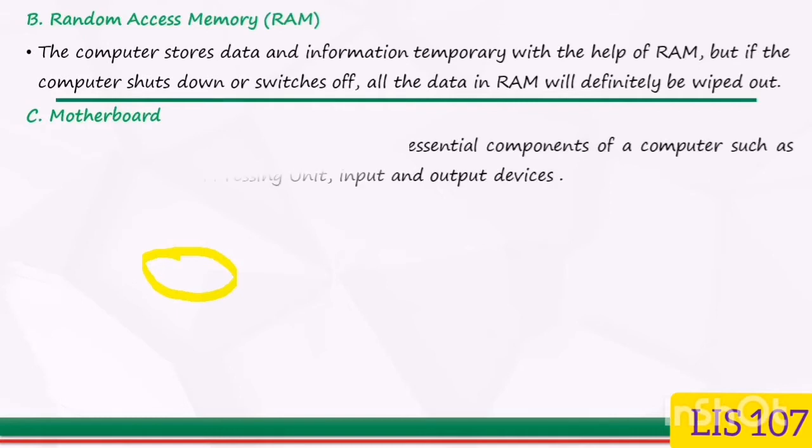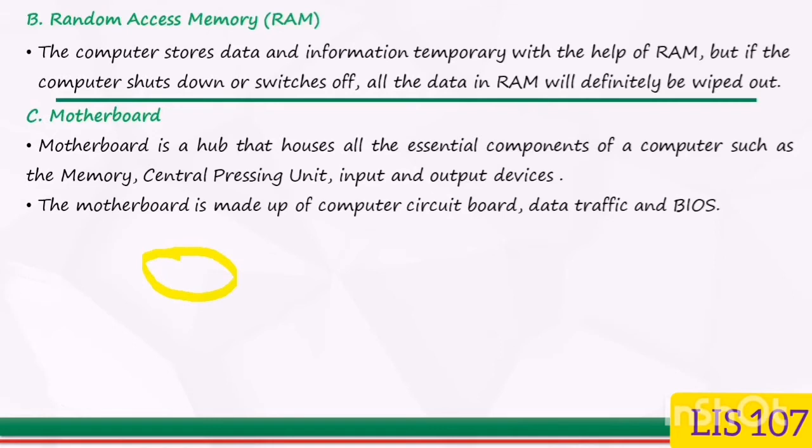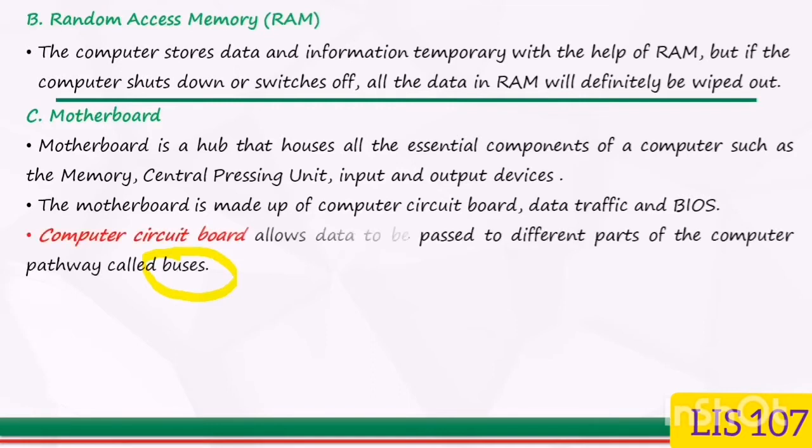Now, the motherboard. If you've seen the motherboard, it is a flat board. I'm sorry, I would have put the image. It's a flat board that has different circuits. This circuit consists of things that make the computer work. For example, we have the circuit board, like I said, is a board. We have the data traffic, and then we also have the BIOS.